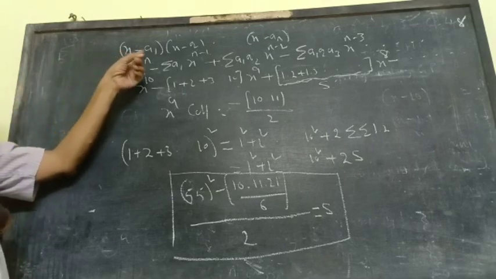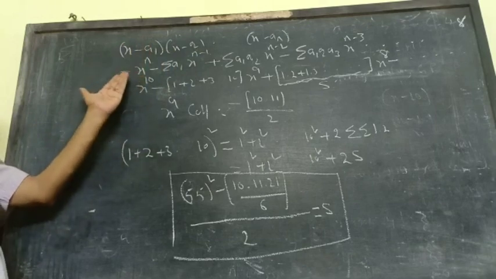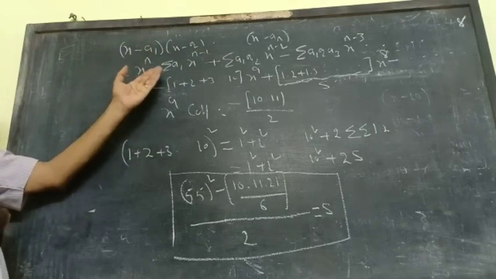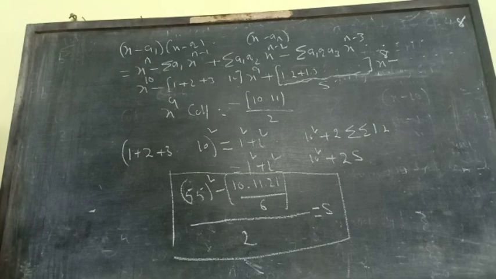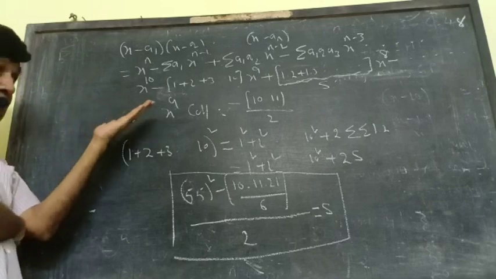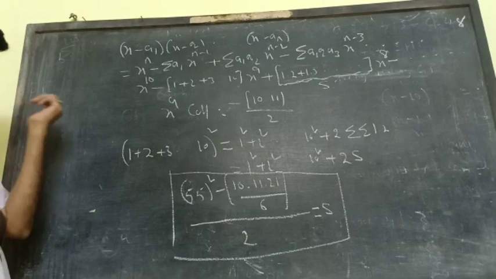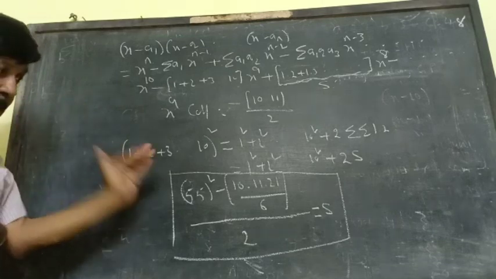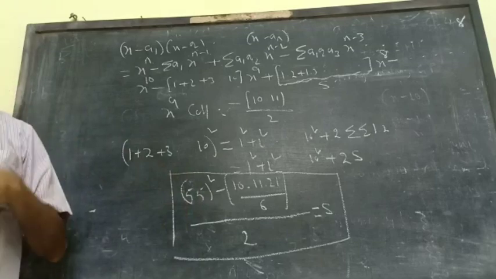So you should first recall this: (x minus a1)(x minus a2)...(x minus an). When you multiply, you will get x power n minus sigma a1 into x power n minus 1, plus sigma a1 a2 into x power n minus 2, minus sigma a1 a2 a3 into x power n minus 3, etc. So x power 10 like this you are going to get. X power 9 is direct calculation. So you can do the problem like this. You can simplify this and get the value of S.